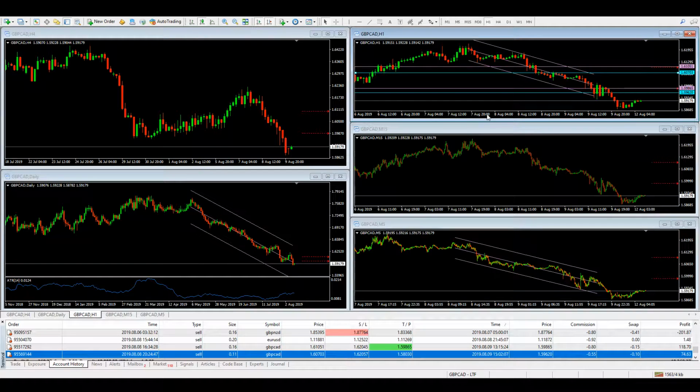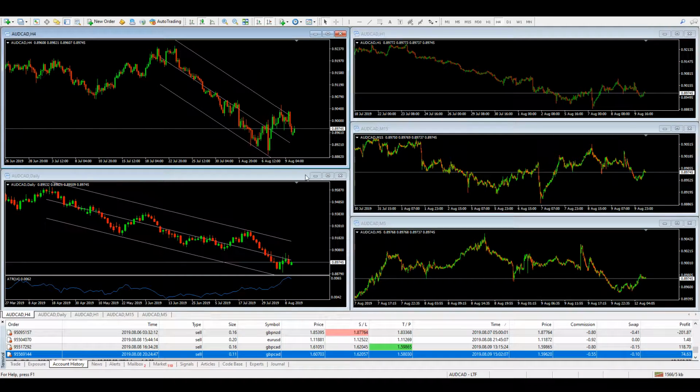But let's have a look at some of the other stuff in the market. The main things that I've seen are on the AUD crosses and GBP crosses. They've had a nice retrace, and we'll go over those now.